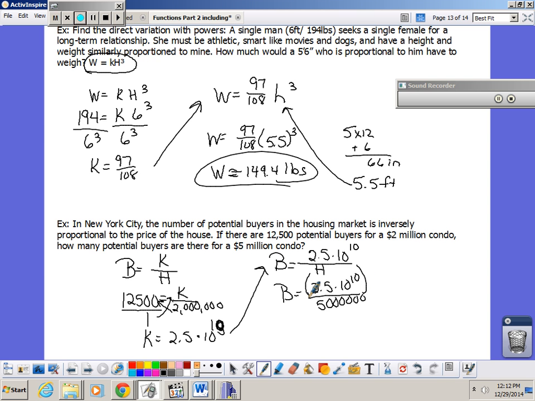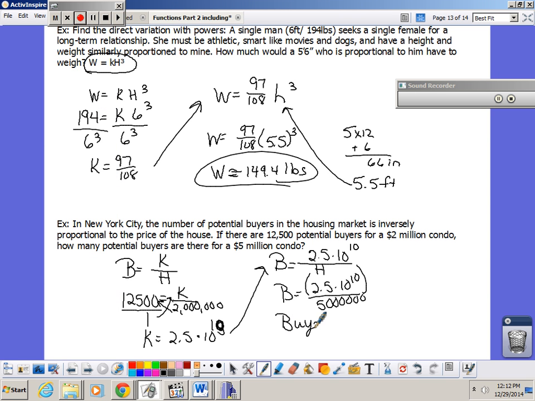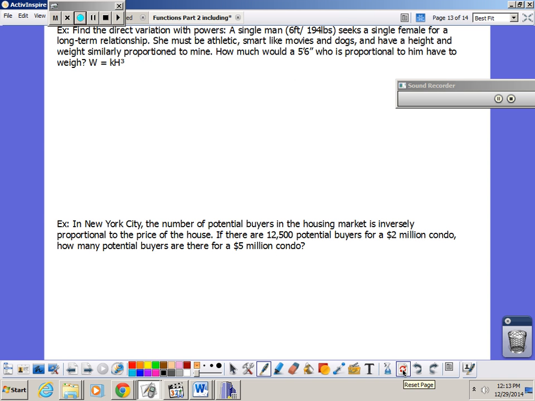Now please make sure when you put it in the calculator that you put parentheses around anytime you have more than one thing in the numerator, just to make sure that the calculator handles it correctly. I'm going to divide that by 5 million, equals, and my potential buyers should be 5,000. So I always set it up as an equation. I always find K, plug the K back in, and put the information back in. I find that's the easiest way to do it no matter what.